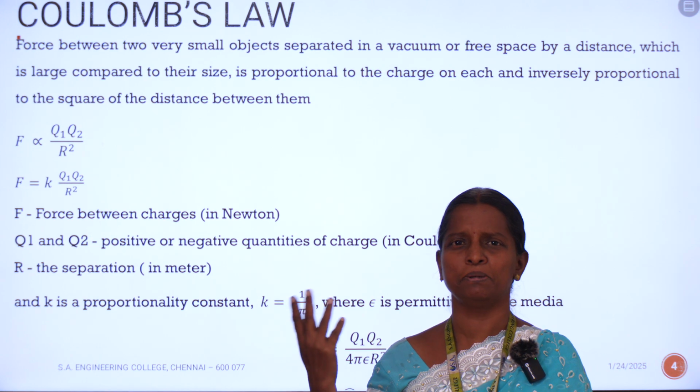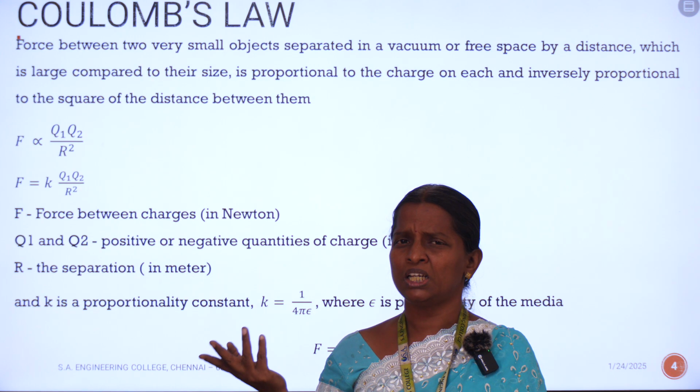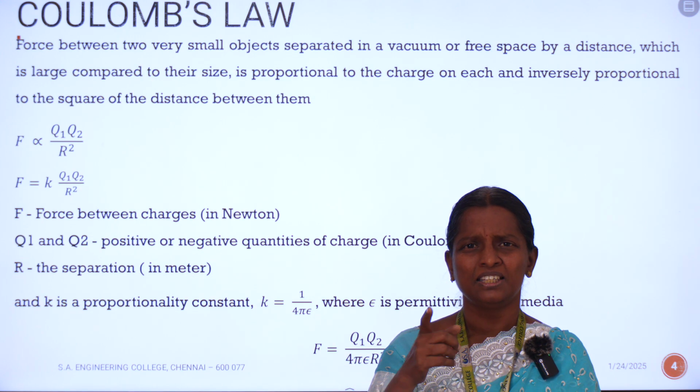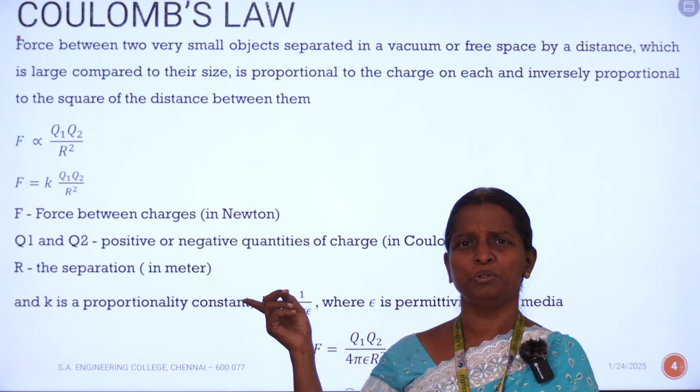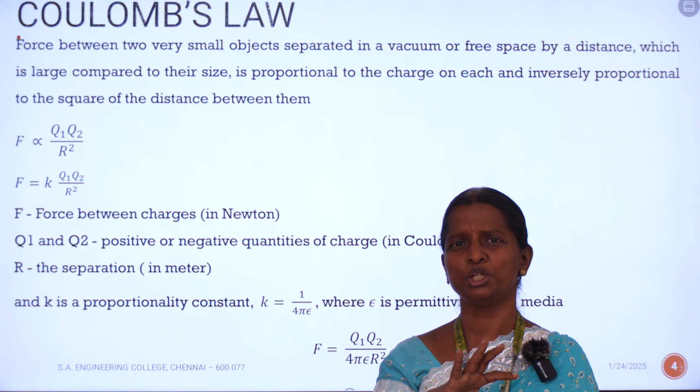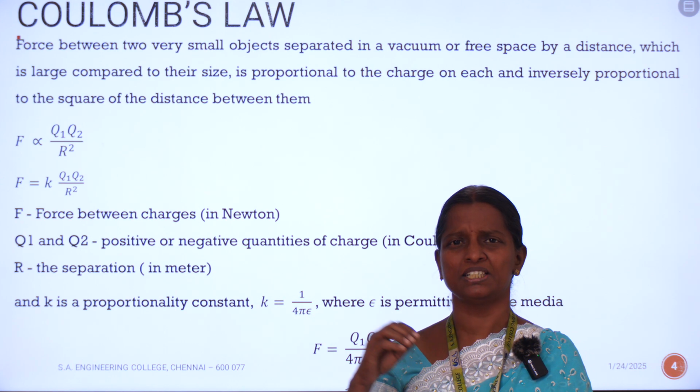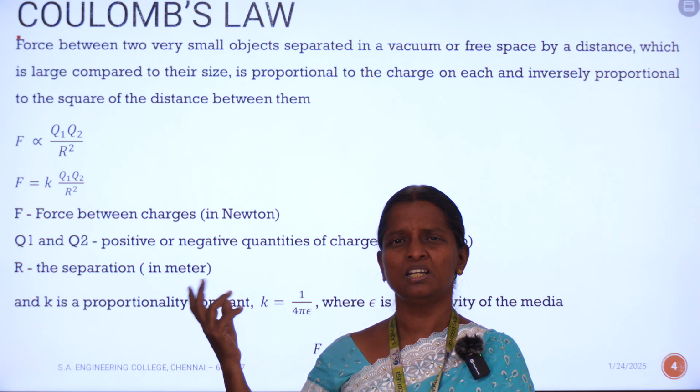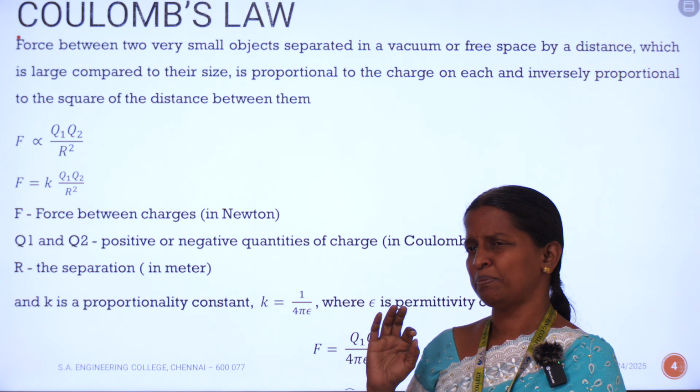Permittivity is epsilon, permeability is mu. Again, we have epsilon naught, mu naught, mu r and so on. That is absolute permittivity, relative permittivity, and similarly absolute permeability, relative permeability. Let us see one by one.